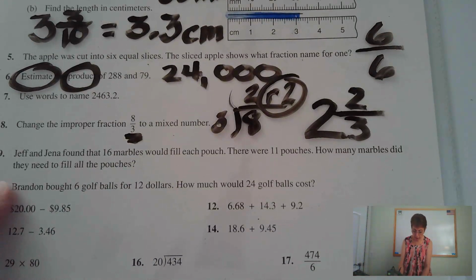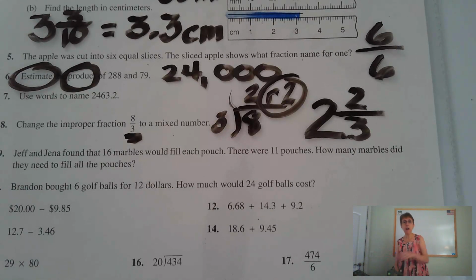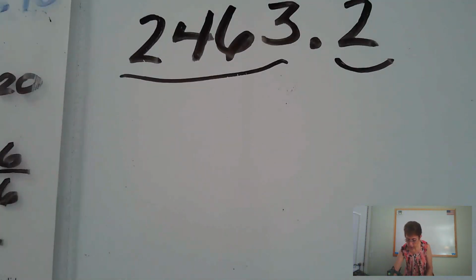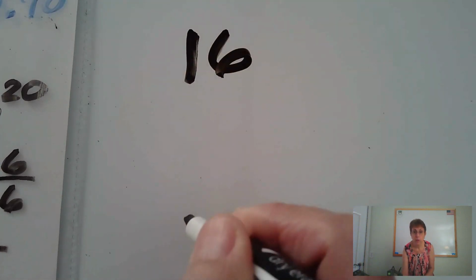Jeff and Jenna found that 16 marbles would fill each pouch. Each pouch. That means no matter how many they have, each one will hold 16. There were 11 pouches. How many marbles did they need to fill all the pouches? Well, if you need 16 marbles for each pouch and you're trying to fill 11 pouches, you're going to do 16 times 11. Okay? 16 marbles in each pouch, you have 11 pouches.